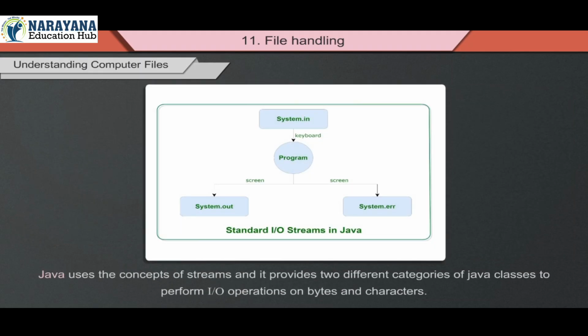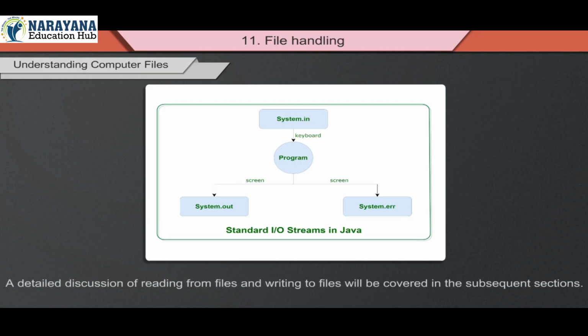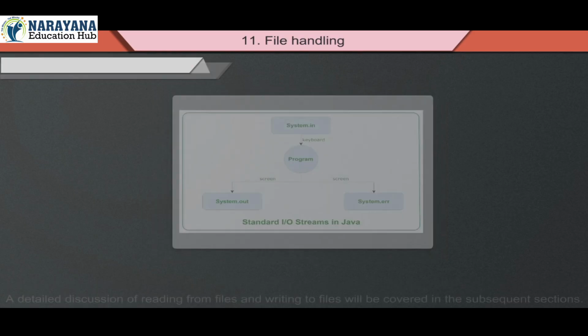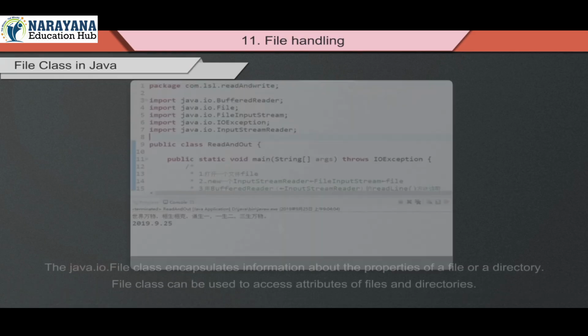Java uses the concept of streams and provides two different categories of Java classes to perform I/O operations on bytes and characters. A detailed discussion of reading from files and writing to files will be covered in the subsequent sections. File class in Java.